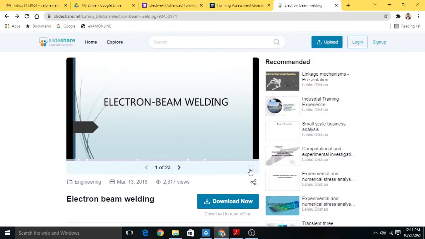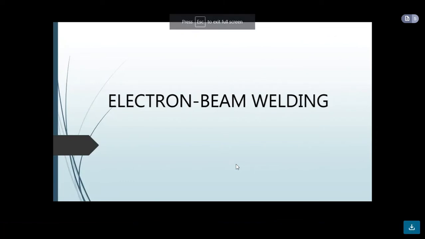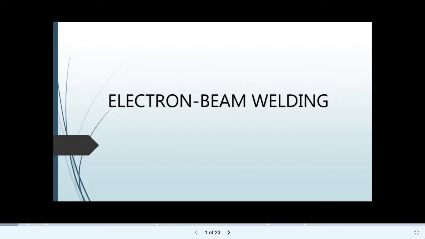Hello student, in today's session we will discuss the next advanced welding process, that is electron beam welding. In this session we will discuss what is meant by electron beam welding, what is the principle behind this, what are the advantages, what are the disadvantages, what are the limitations, which materials we can join by electron beam welding, and what are the different parts that we require in electron beam welding.